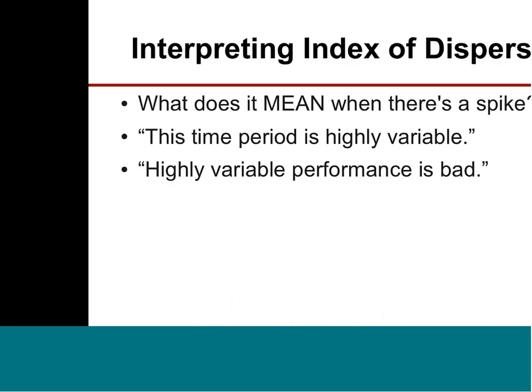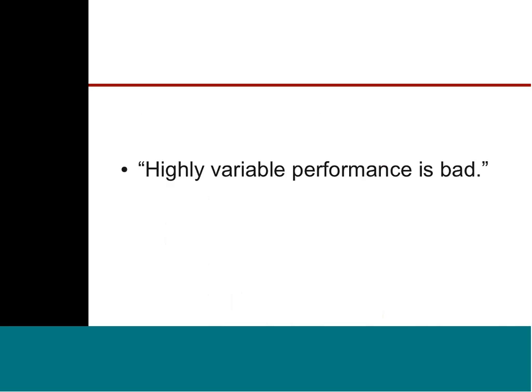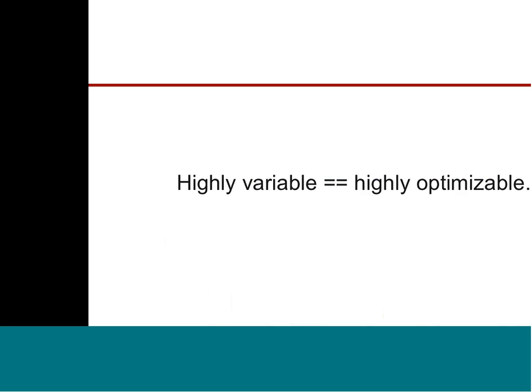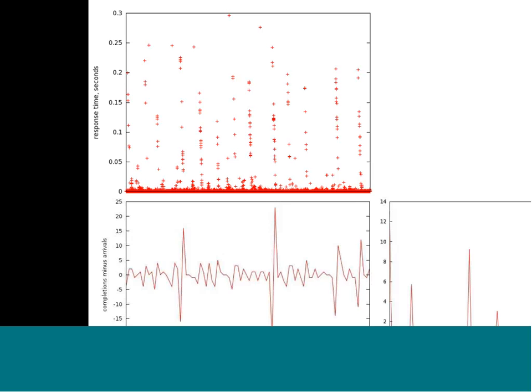When there's a spike in the index of dispersion, it means that something is running very irregularly within that time window. And variable performance is bad. I want consistent, predictable performance. Variable performance also means that things are optimizable because it typically means that something is taking some very different execution path within the system, whether it's a cache miss or some locking or what have you. There's something in there that we might be able to analyze, figure out where the inconsistency is coming from, and make it much more consistent.